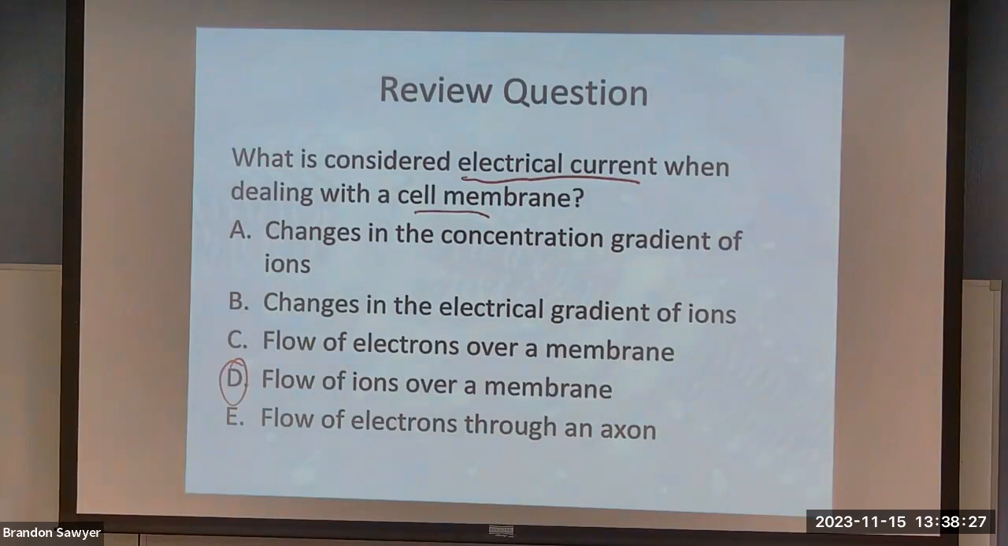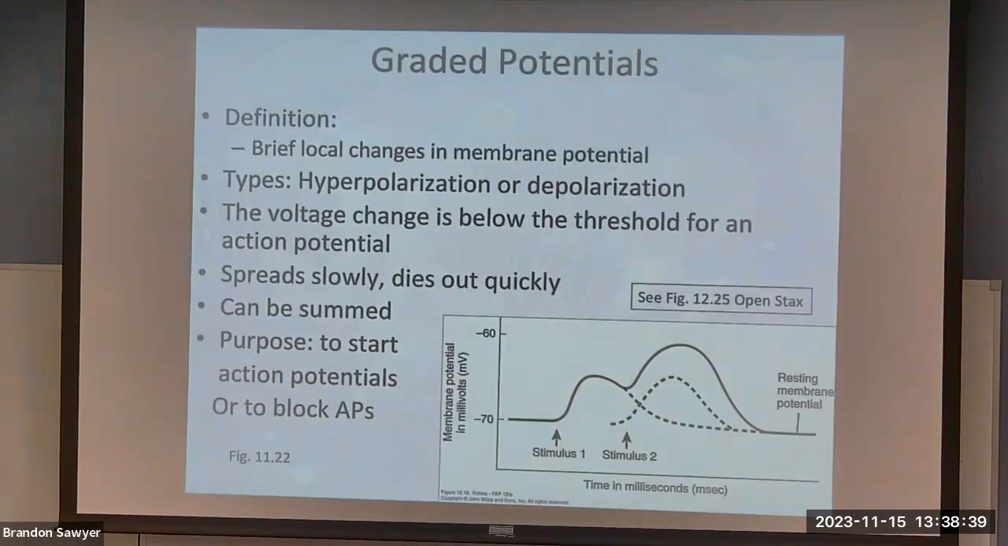That's what it is. So that's what we're going to be talking about is pretty much we're changing the permeability of a membrane to different ions, and then they flow across the membrane, and that's what electrical current is in the body. Okay. All right, so the first type of change like that we'll talk about is called graded potentials.